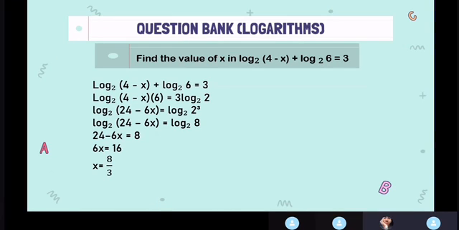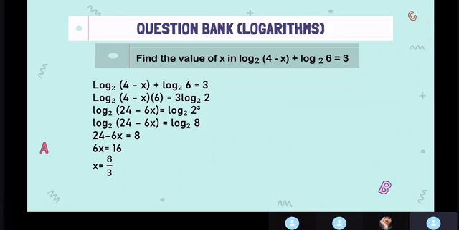Okay, for the logarithm question, find the value of x in log 4 minus x base 2 plus log 6 base 2 equal to 3. As Afiq already mentioned, there is a symbol of plus, so we can multiply it. And as we know, any number the same as the base equal to 1. So we're going to change 3 to 3 log 2 base 2. Okay, so here we got log 4 minus x multiplied by 6 base 2 equal to 3 log 2 base 2. So we simplify it.